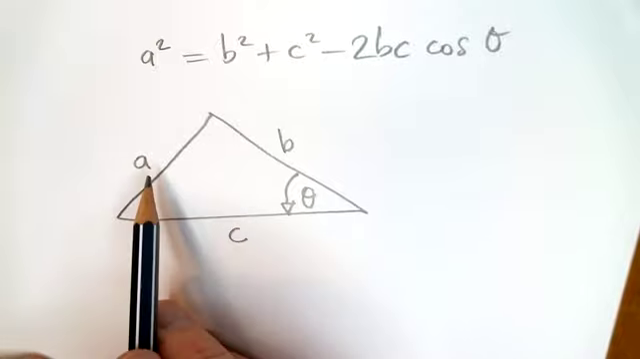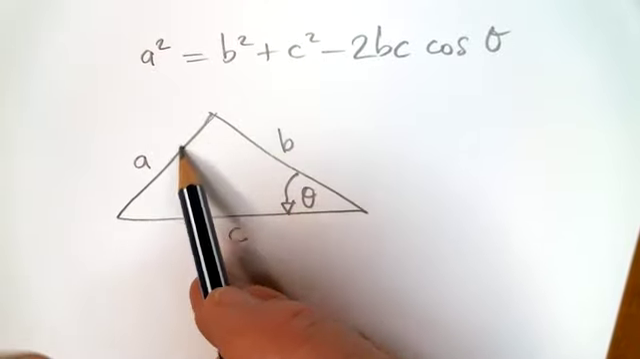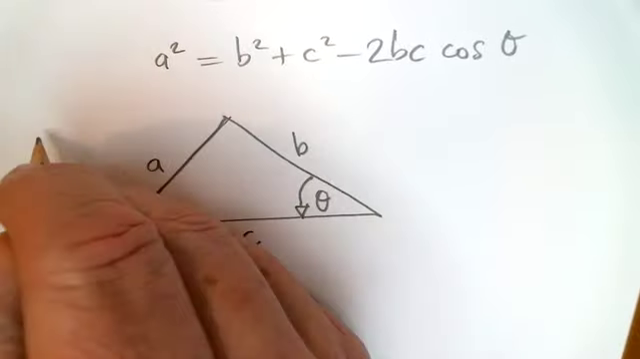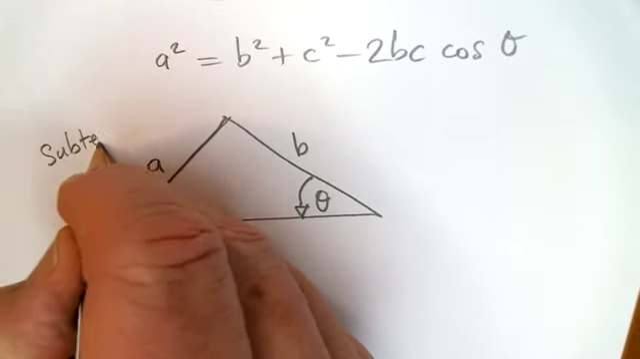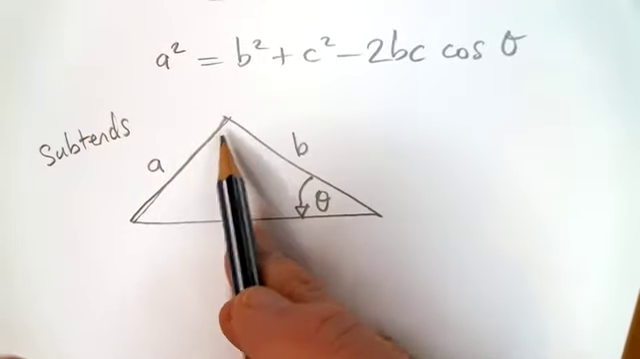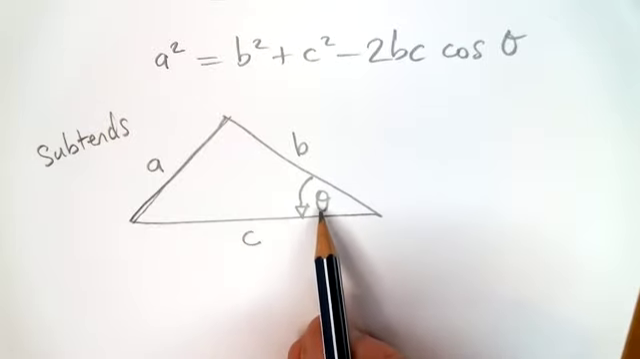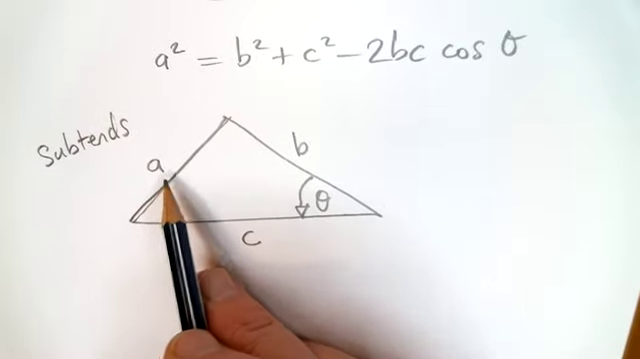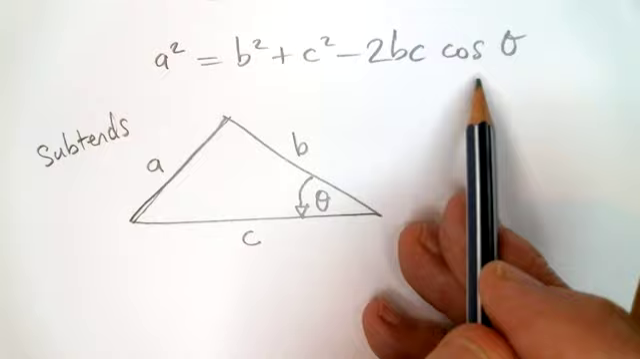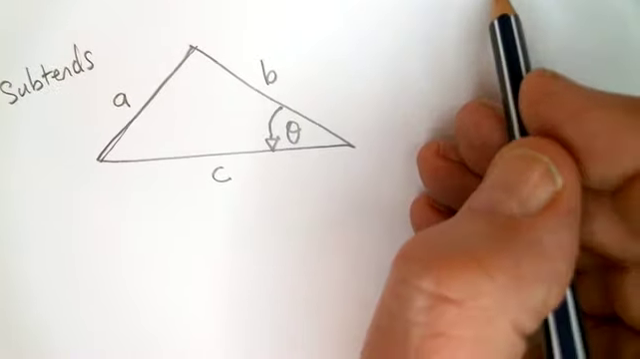Now A is the side opposite the angle. In other words, this is the side which subtends, and there's a great word, isn't it? It subtends. It's spread across the angle there. It stretches the angle apart, if you like. So angle theta is subtended by side A, and we want to rewrite this equation so that theta is actually the subject. All right, so let's go ahead and do that.